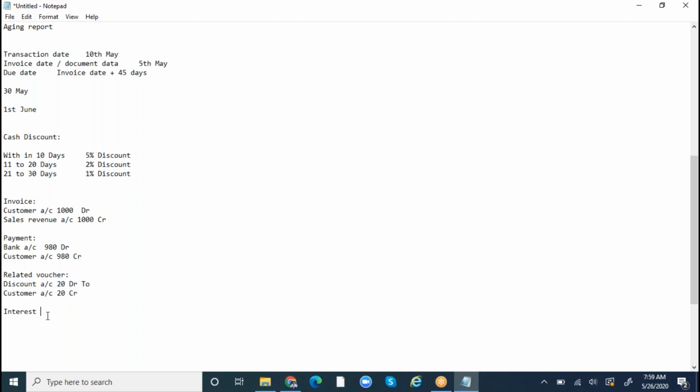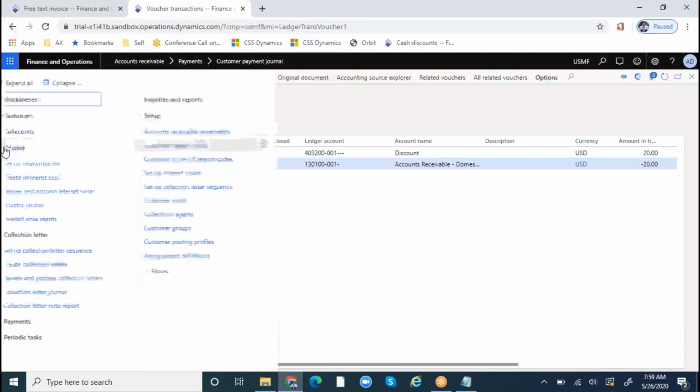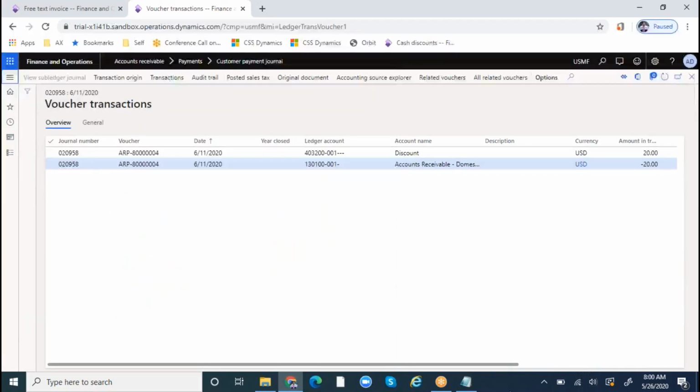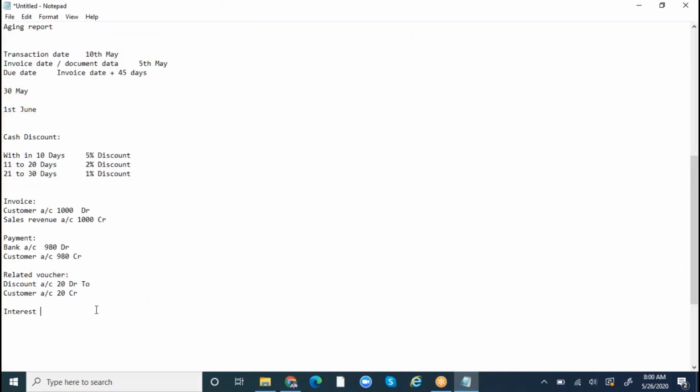This is the way I have understood from business people. Maybe some monopolistic organizations may do interest calculation. Of course, in Dynamics AX, interest calculation is available. We'll discuss this later, not now. It is available in the system under credit and collections, interest calculations. Yes, it is available, but I never used it in my life. In general, to protect their business, they will not charge.